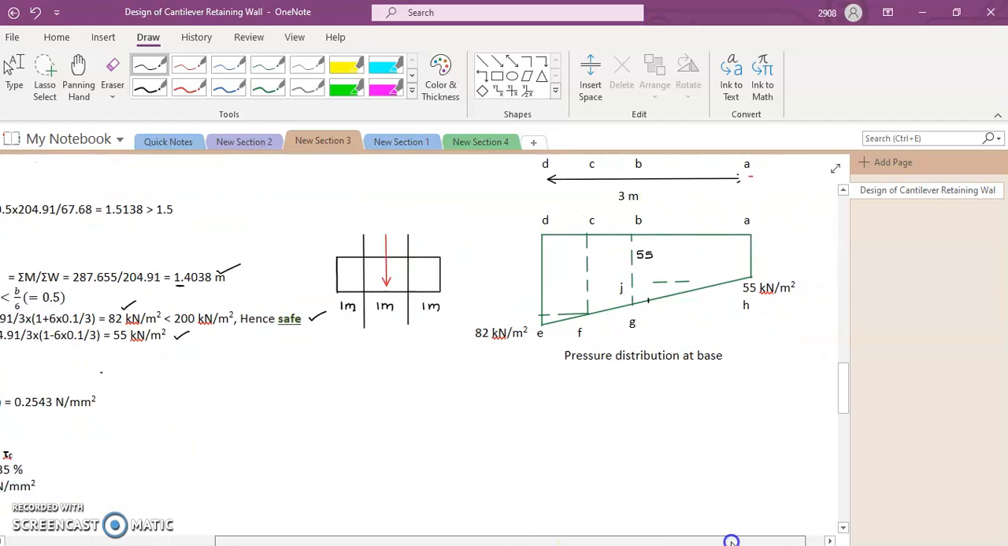Let us have a look at the pressure distribution. So this is the pressure distribution. At the toe we have 82 kilonewton per meter square. At the heel we have 55 kilonewton per meter square.